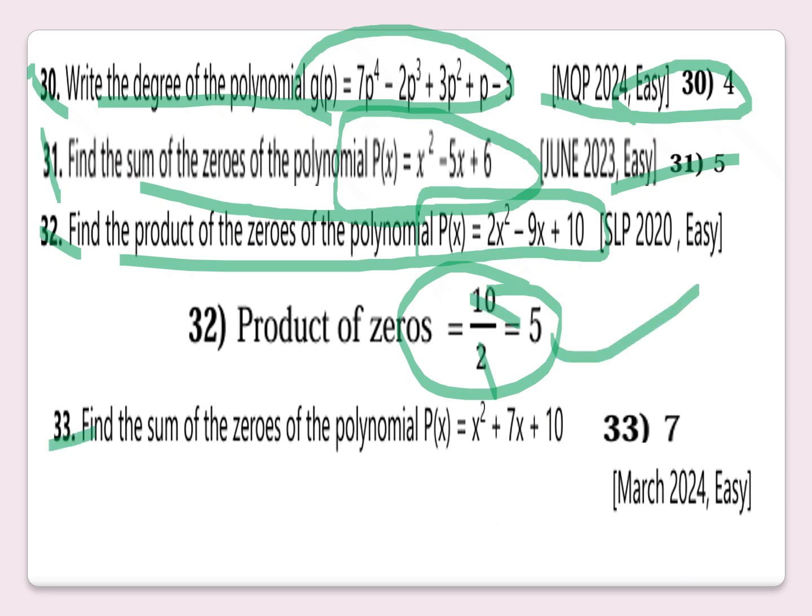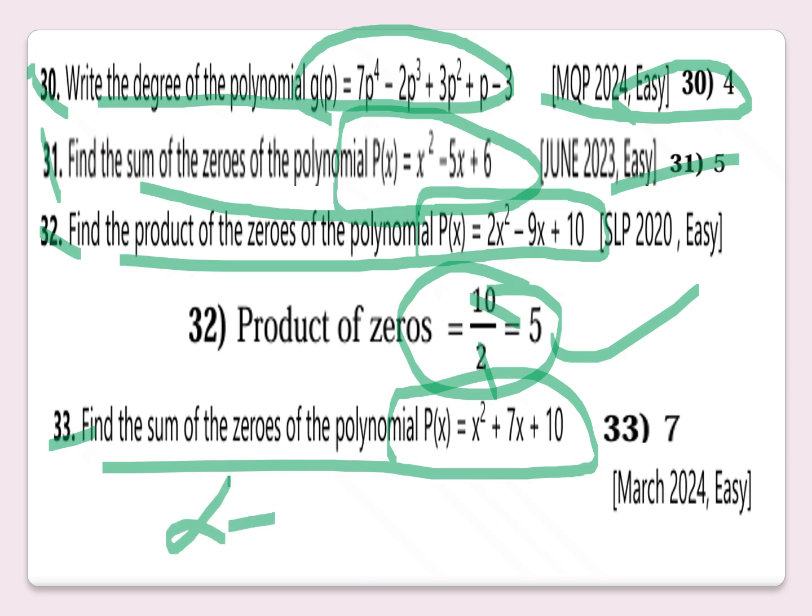Again 33. Again the sum of the zeros of the polynomial p of x is equal to x square plus 7x plus 10. Here again we have to find the sum. Sum means alpha plus beta is equal to minus b by a. So this formula you have to use.